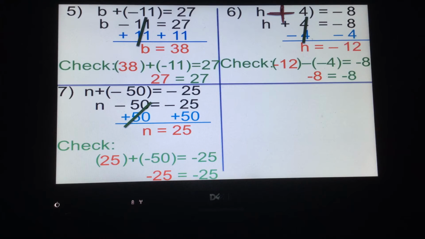All right, so now this page was showing you guys the different kinds of signs. So like number 5 and 7 were a plus, a minus. Now for number 6, you have a negative and a negative. Same thing's going to happen for number 8, which you are going to do on your own right now.